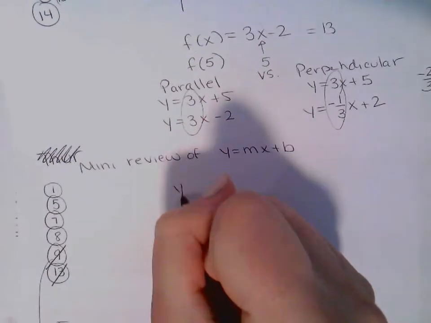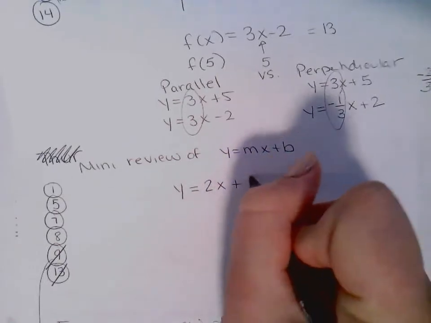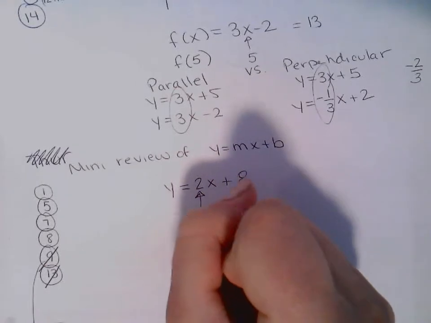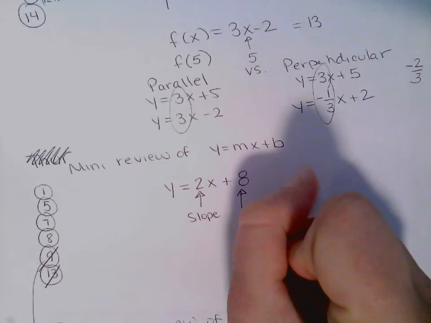So I'm going to also go through and say, hey, if I have the equation y = 2x + 8, let's identify those pieces. 2 is the slope and 8 is the y-intercept.